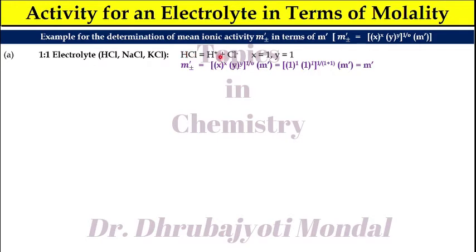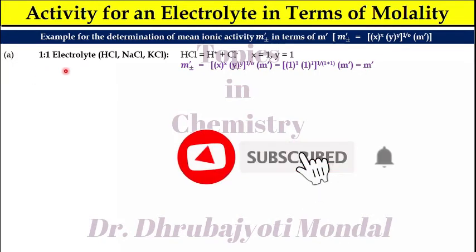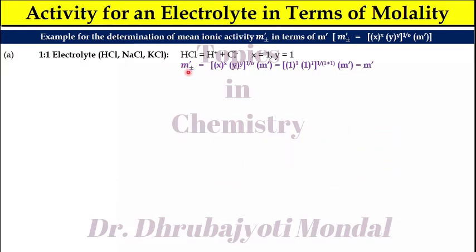HCl produces H+ cation and Cl- anion, and number of cation is 1, number of anion also 1. So you can write x is equal to 1 and y is equal to 1. Now put the value of x and y in this equation. You can write m'± equal to (x to the power x, y to the power y) to the power 1 by ν into m'. So put the value of x: (1 to the power 1, 1 to the power 1) whole to the power 1 by 1 plus 1 into m'. So that is equal to m'. So for 1:1 electrolyte, you can say that the mean ionic molality equal to the molality of the electrolyte.